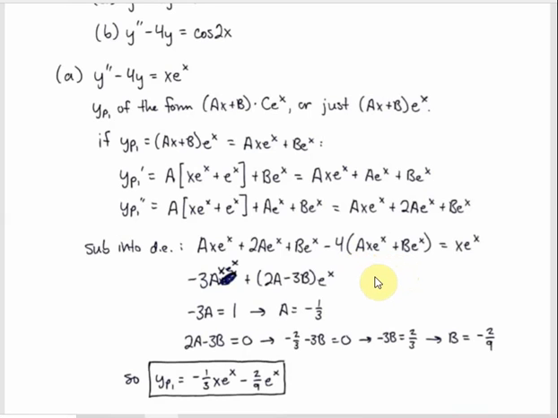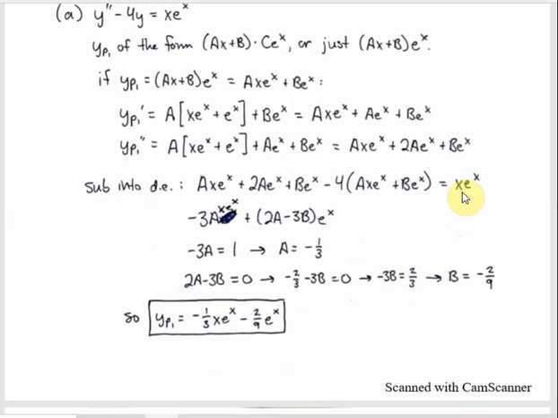So I simplified what I could here, and then say, okay, well then we just have x e to the x here. We don't have just an e to the x term, right? So then you can say, okay, well then negative 3a must be 1, which means that a has to be negative 1/3. But then 2a minus 3b has to be equal to 0 because there's no e to the x term on the right. So we already know what a is.